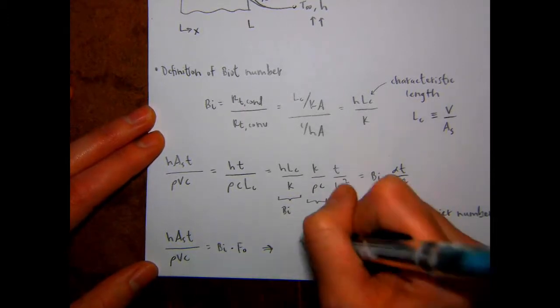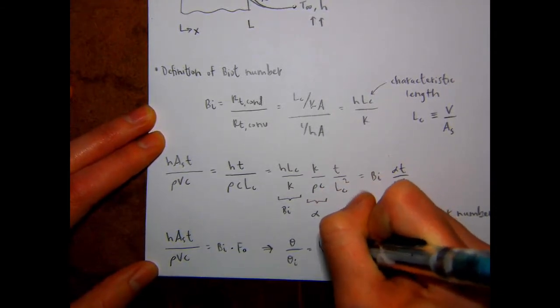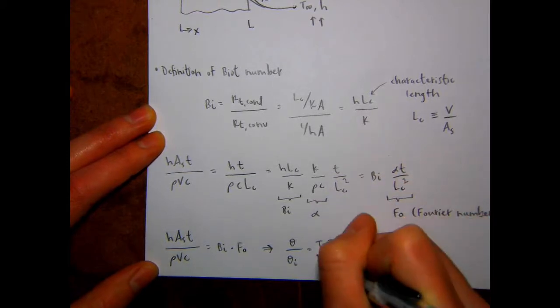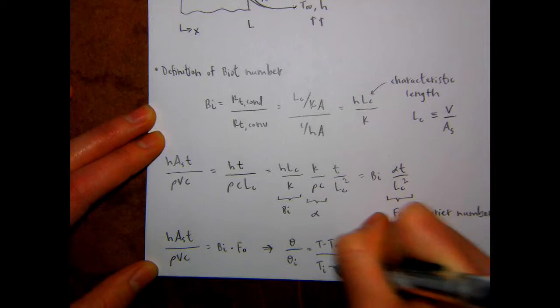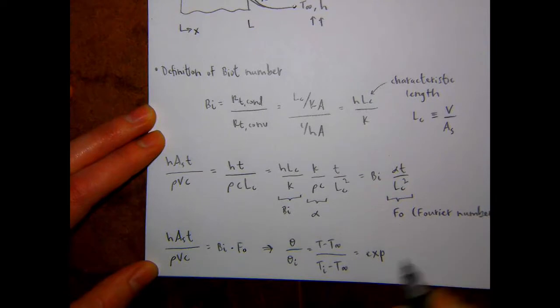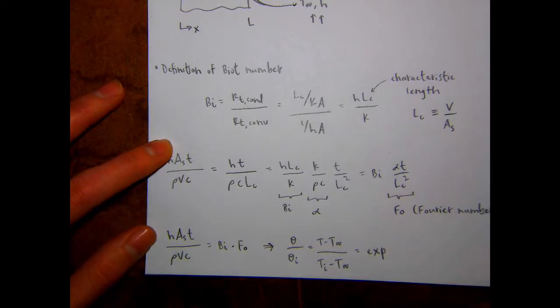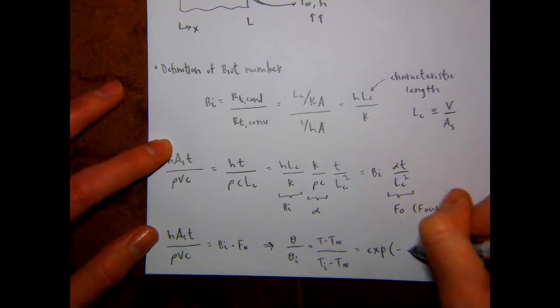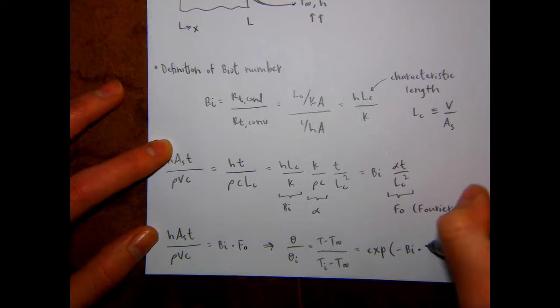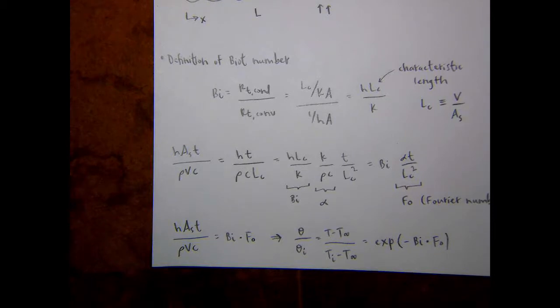So given that, we can now rewrite this theta over theta sub i, which remember is T minus T infinity over the initial temperature minus T infinity. Previously we had this equal to the exponential of negative this quantity. So we're just going to rewrite it as the exponential of negative the Biot number times the Fourier number. Yeah. Just to confirm, the only subscript c is on the L, every other c is specific heat? Yes. Yep.